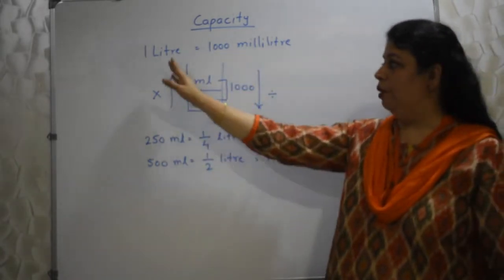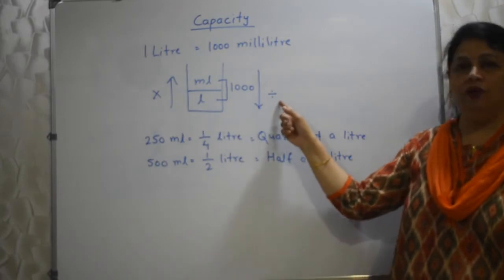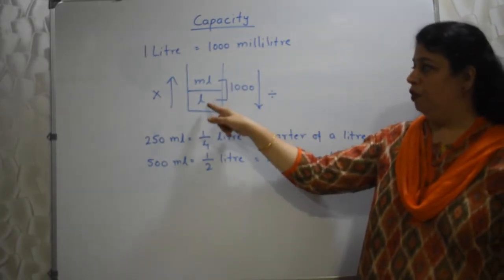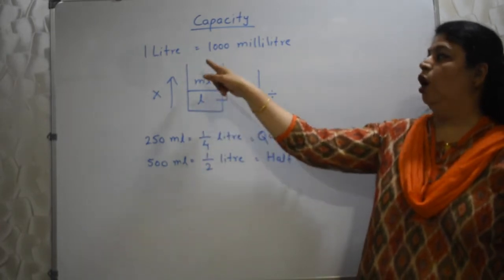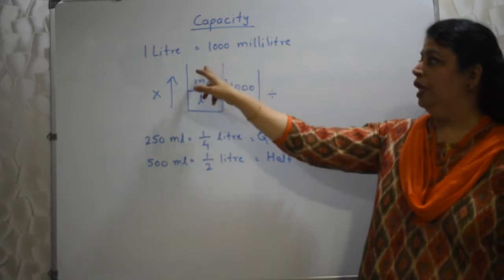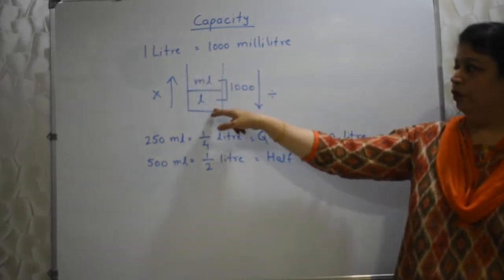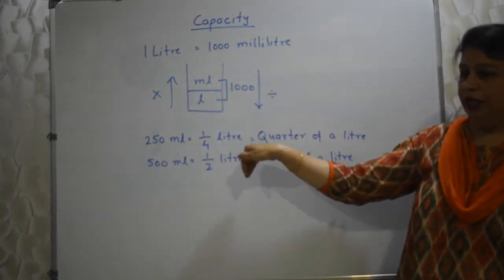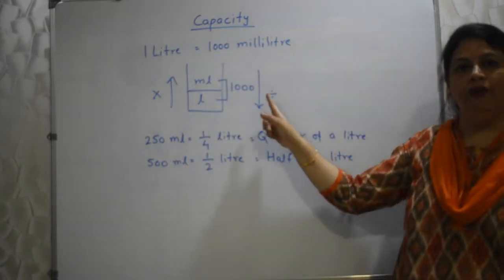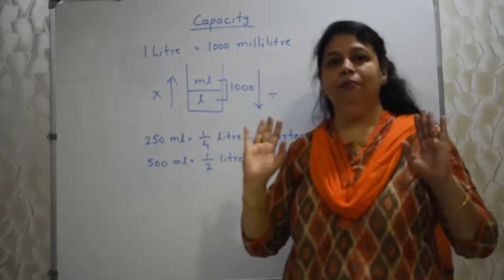Whenever we are going up, we multiply, and coming down is always division. What does it mean? If you want to convert from liters to milliliters, then we need to multiply by 1000. If milliliters are given and you need to find the liters, you are coming down from milliliter to liter, so you need to divide by 1000. It is as simple as that.